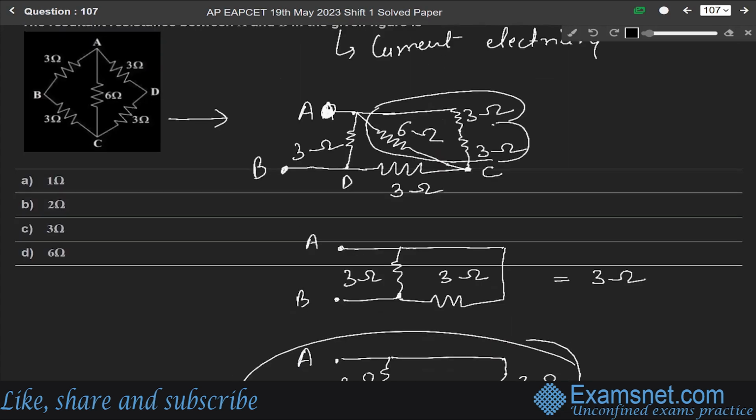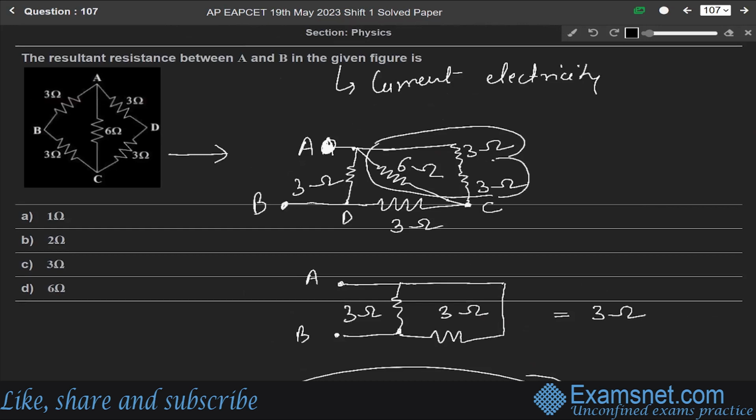Once again, I'm explaining this question. This is point A, this is point B, this is point D, and this is point C. We are asked to find the resultant resistance between point A and point B. So we redraw this circuit. Let us say this is point A, and this A and D 3 ohm is this. This 6 ohm between A and C is this, and these 3 ohms are this and this. And this 3 ohm is here, between D and C.